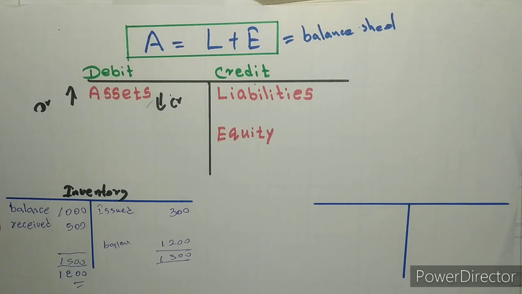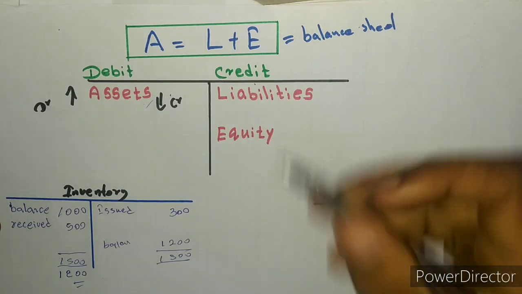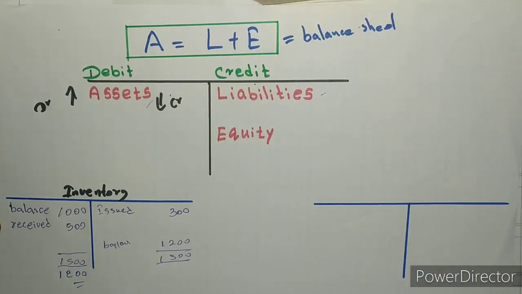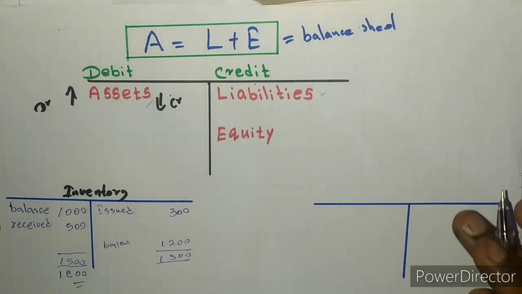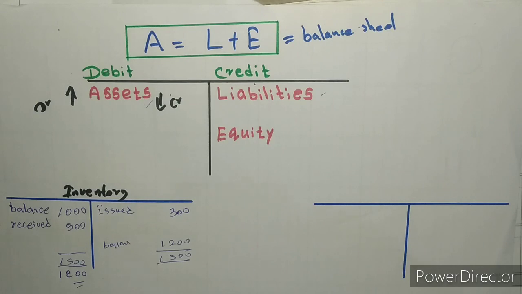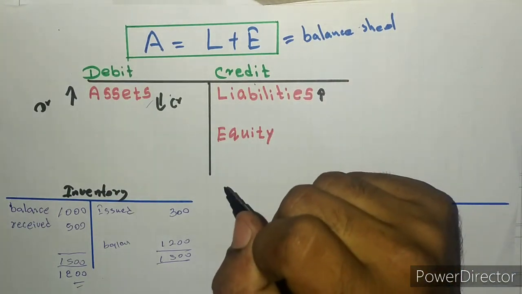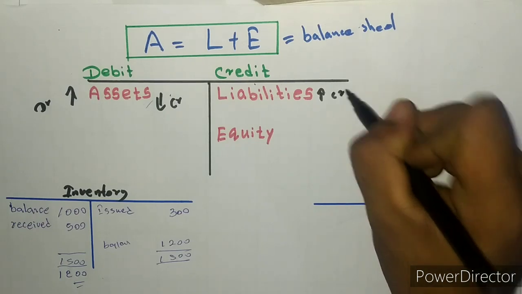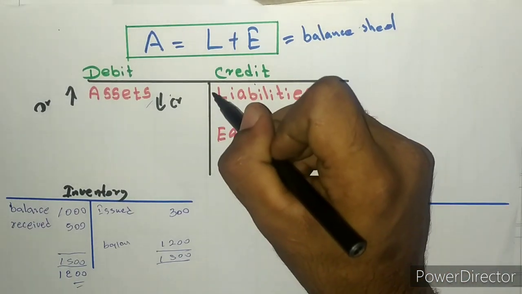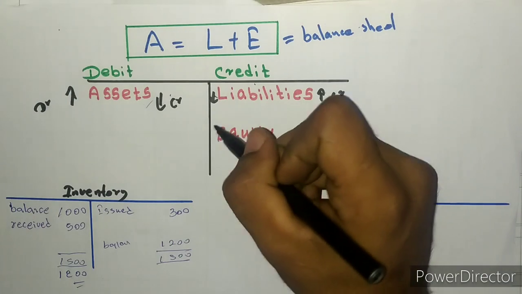Now we focus on the second point, liabilities. How does a liability increase and how does a liability decrease? The normal balance of a liability account is credit. A liability account increases by recording more credit and decreases by recording debit.